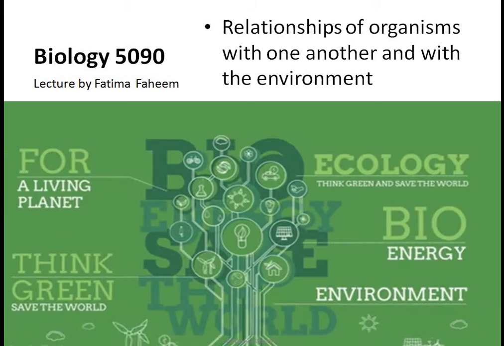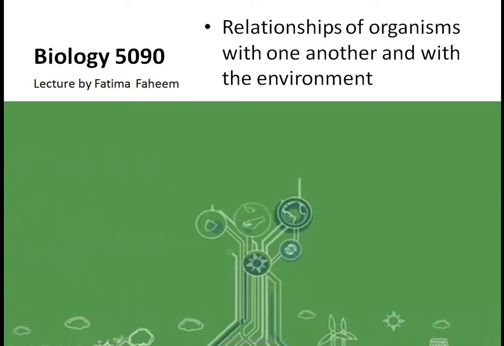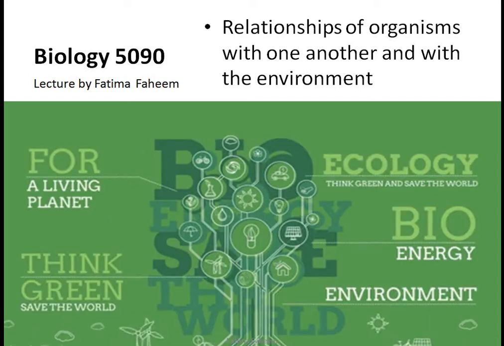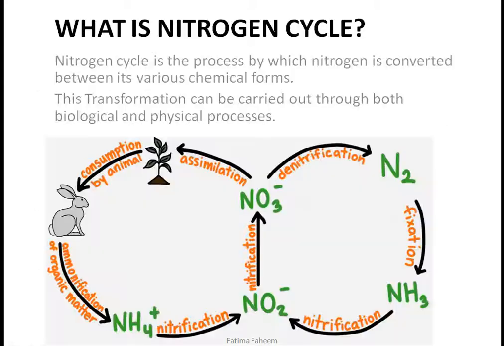Okay, students, we were doing the chapter of ecology. We are done with one of the nutrient cycles, that is the carbon cycle. Today we have to start the nitrogen cycle. These nutrient cycles, I told you in the last lecture, are helpful to maintain the different factors in the environment, and these factors are to be kept near constant to let the life forms survive on planet Earth. Let's get on with the nitrogen cycle.